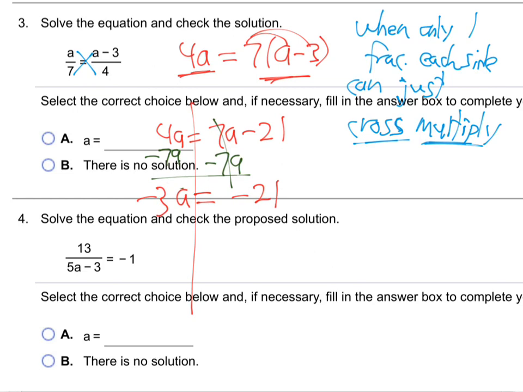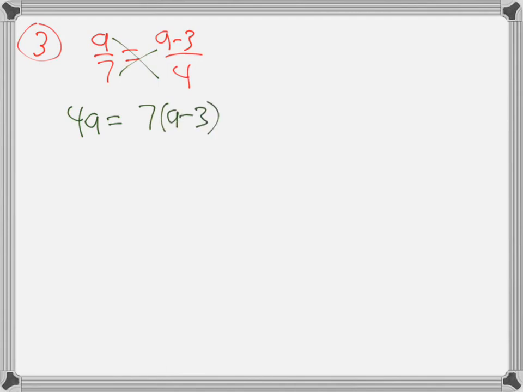See what happened there? Can you read that? Is that kind of scribbly? Here, let me rewrite this problem. It's getting messy. A over 7, A minus 3 over 4. So again, from the beginning, I just went diagonal, diagonal, and got 4A is 7, A minus 3.